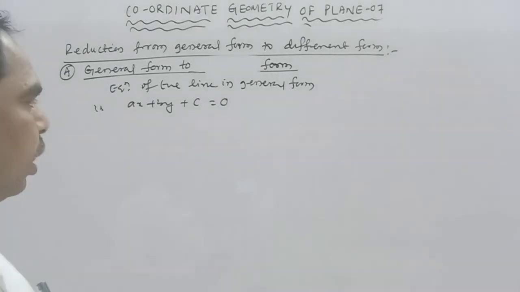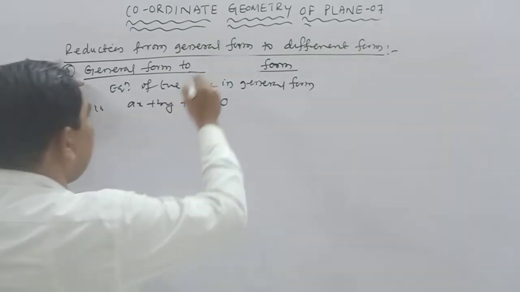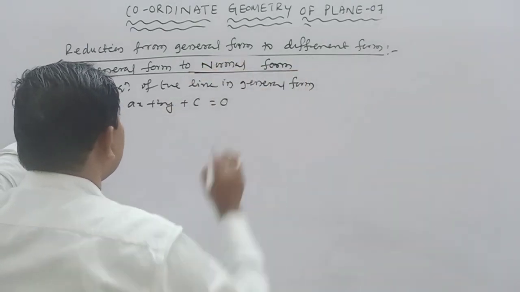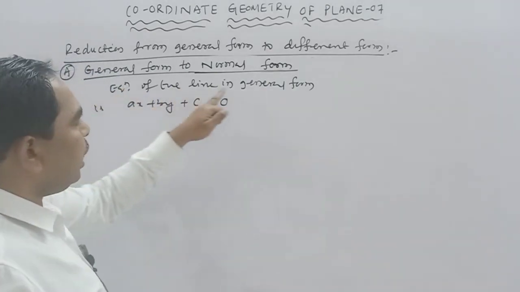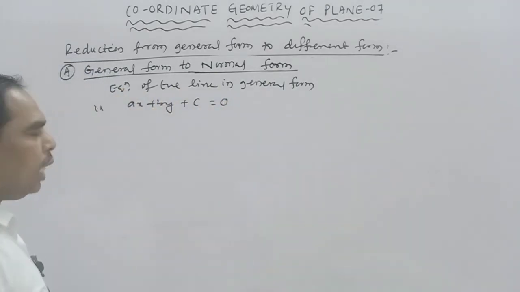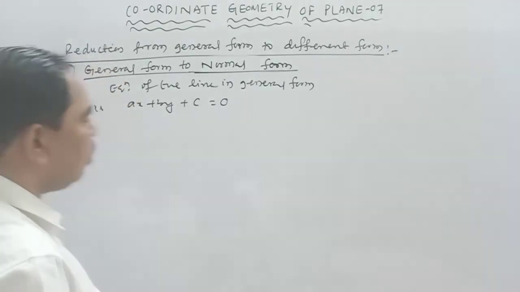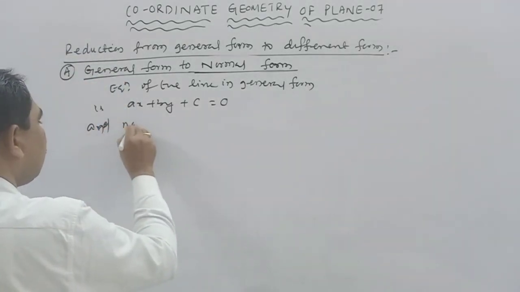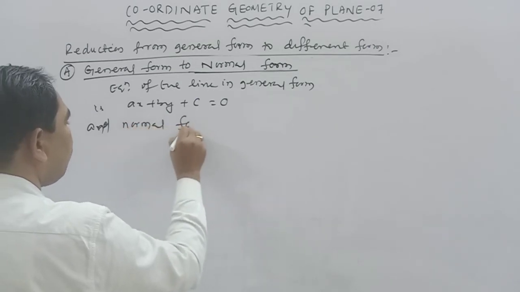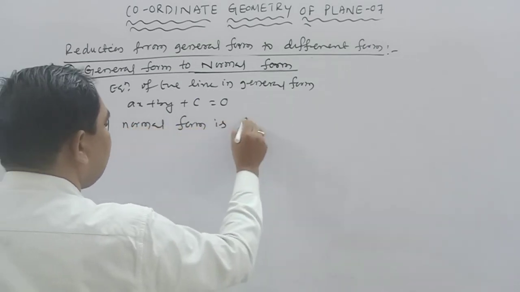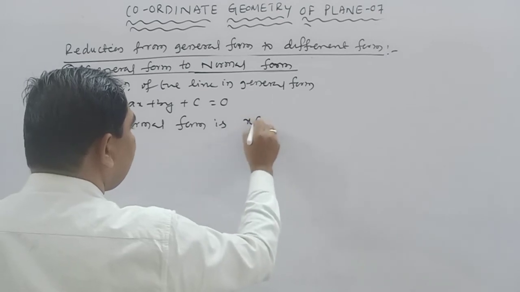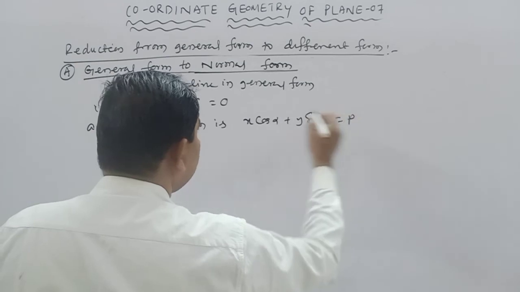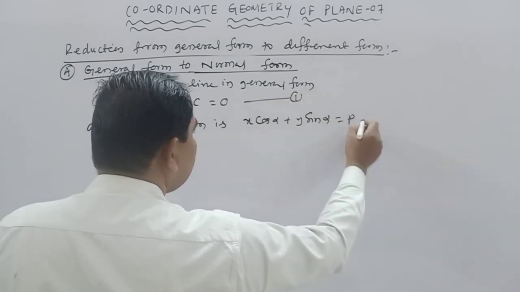Next one, normal form. General form to normal form. Equation of the line in general form is ax plus by plus c is equal to 0, and normal form is x cos alpha plus y sin alpha is equal to p. This is equation 1, this is equation 2.